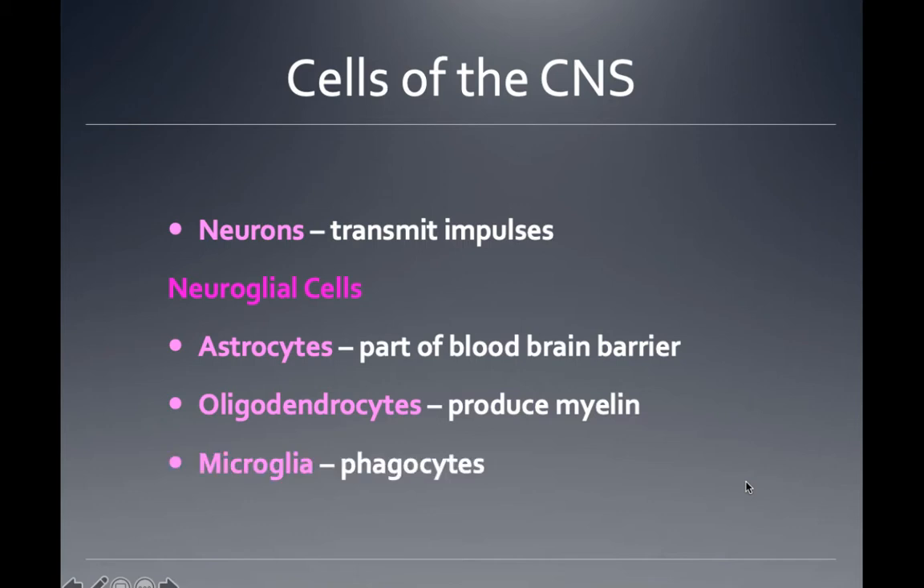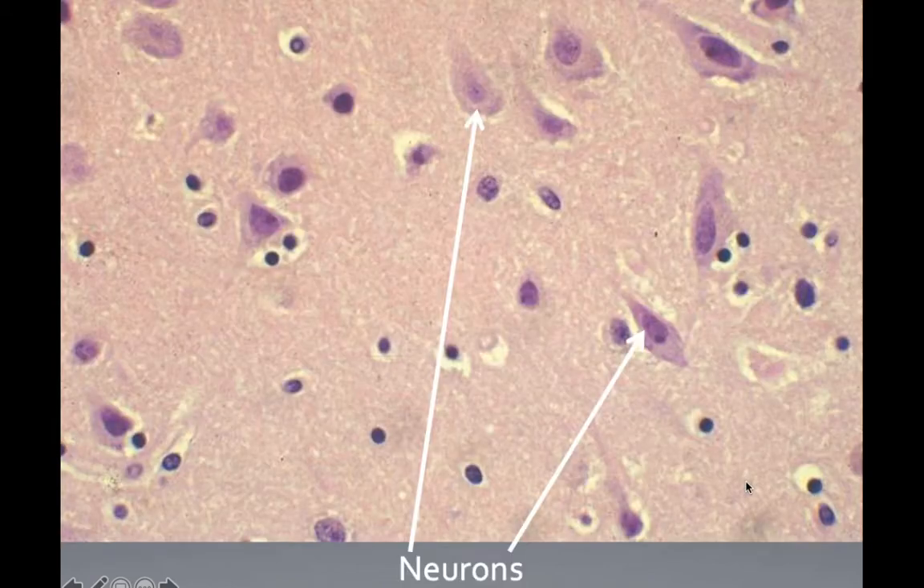And then we have microglial cells, which are phagocytes, and so they go around looking for any type of intruders to destroy them. And then ependymal cells. These ependymal cells line the ventricles, and their job is to use the cilia on the ependymal cells to move the cerebrospinal fluid around.